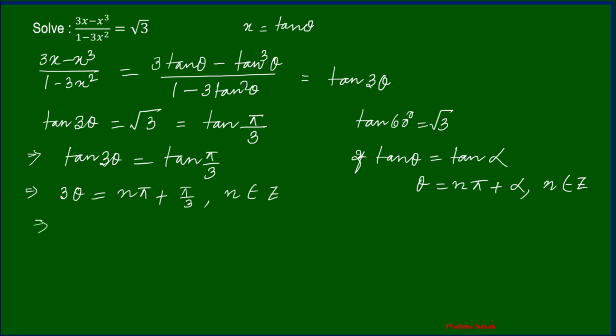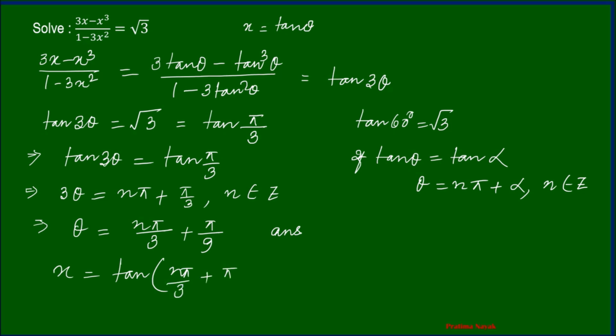So what will be theta? Theta will be, just dividing, n pi over 3 plus pi by 9. That is the answer. And what about x? I have taken x as tan theta. So x is equal to tan of (n pi by 3 plus pi by 9), when n is an integer.